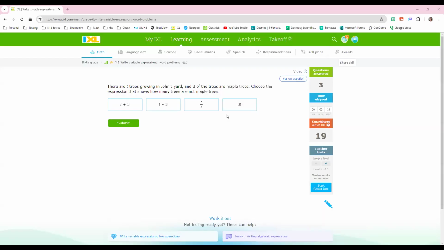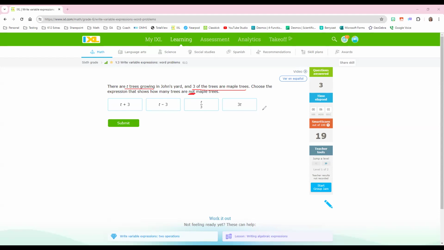All right, let's do one more before we jump up a level. So there are T trees growing in John's yard, and 3 of the trees are maple trees. Choose the expression that shows how many trees are not maple trees. Okay. So we have T number of trees growing, and 3 of those are maple. But I want an expression to show the ones that are not maple.